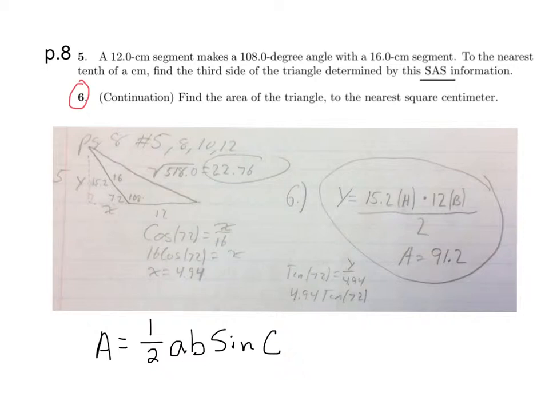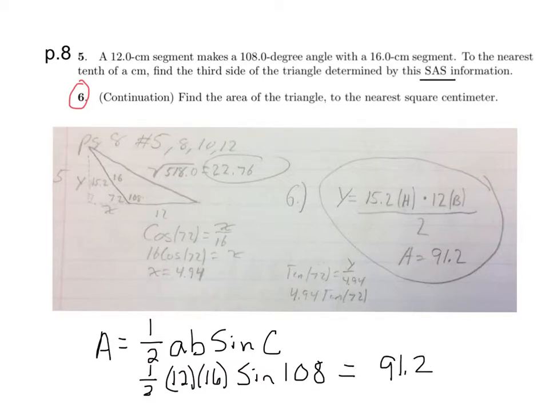which uses A's, B's and C's that are different than in the law of cosines. The main idea here is that A and B are our two sides. So this would be 12, this would be 16, and then C is the angle included in those sides, so it would be sine 108. So you can do it pretty quickly there: 1/2 times 12 times 16 sine 108, and you get 91.2. So that's another way you can do it. And if you watch the first period video, they have another way you can do it using Heron's formula.